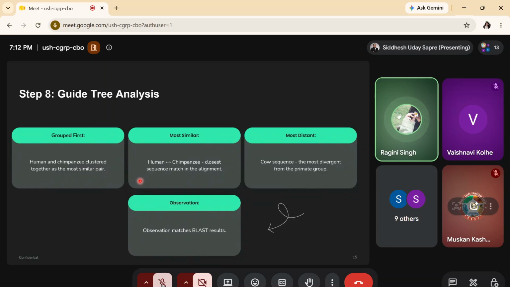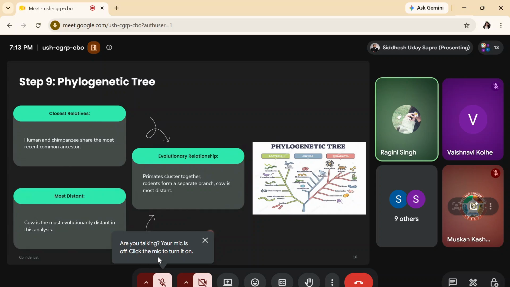Group first, human and chimpanzee clustered together as the most similar pair. And the next most similar group, human and chimpanzee, the closest sequences matched in alignment. Next, most distant, the cow sequence is most divergent from the primate group, and the observation matches BLAST results. We go to the next slide.